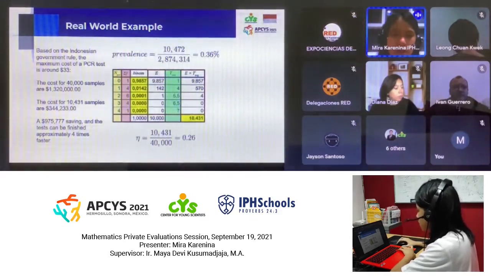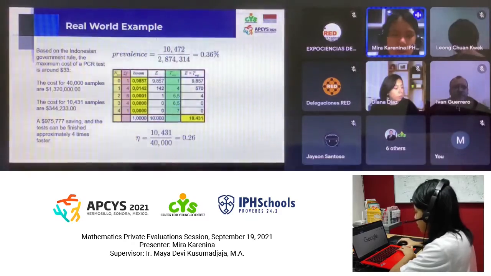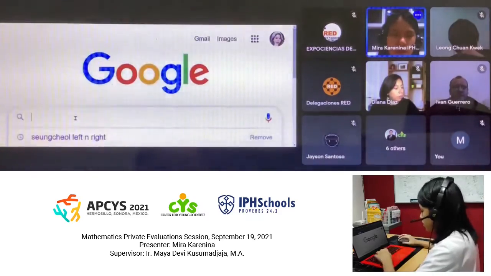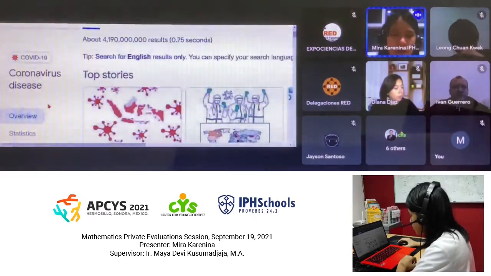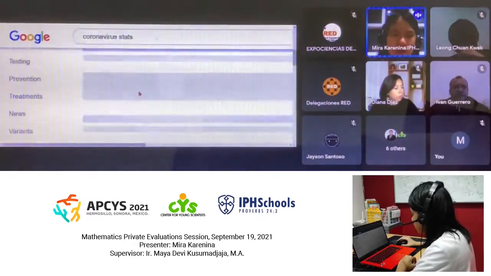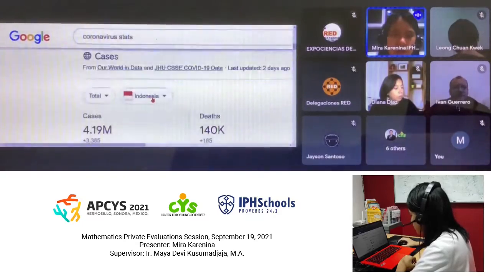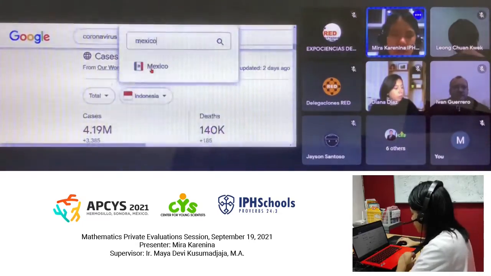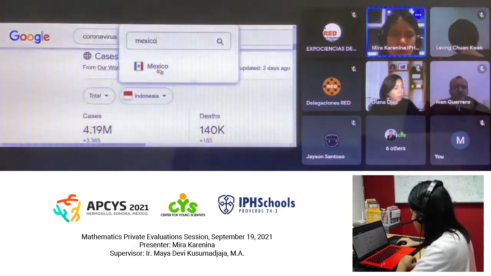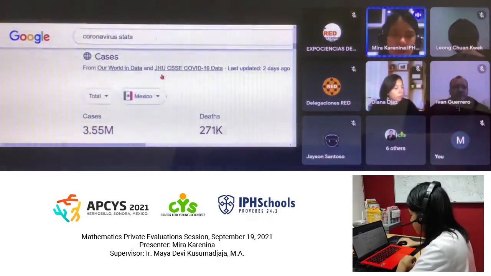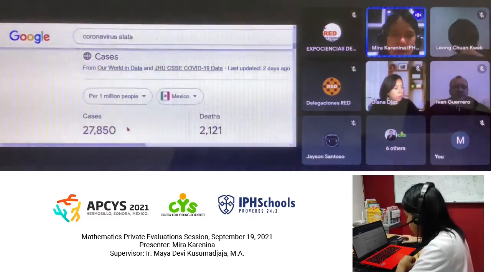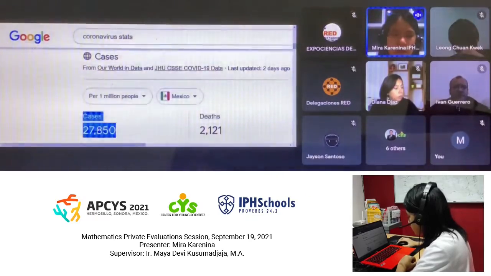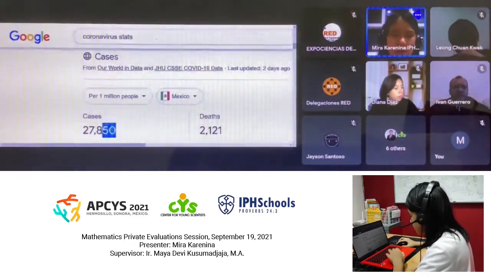Now, we will try that and simulate it in a real-time situation. So, I will Google COVID here. Let's say I want to look at the prevalence rate in Mexico. First, I will have to type in Mexico and then sort it per 1 million people. And as a result here, in Mexico, per 1 million people, there are roughly 27,000 cases.